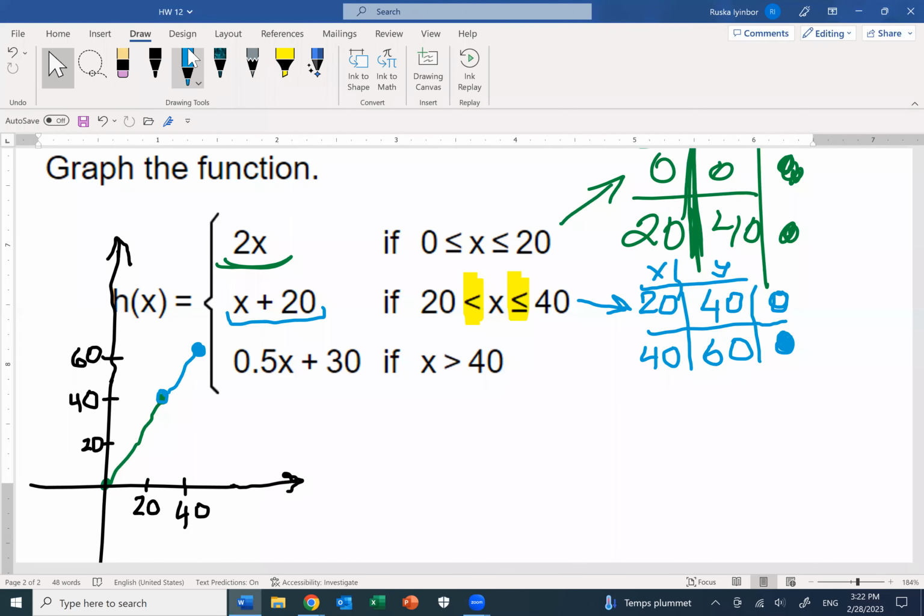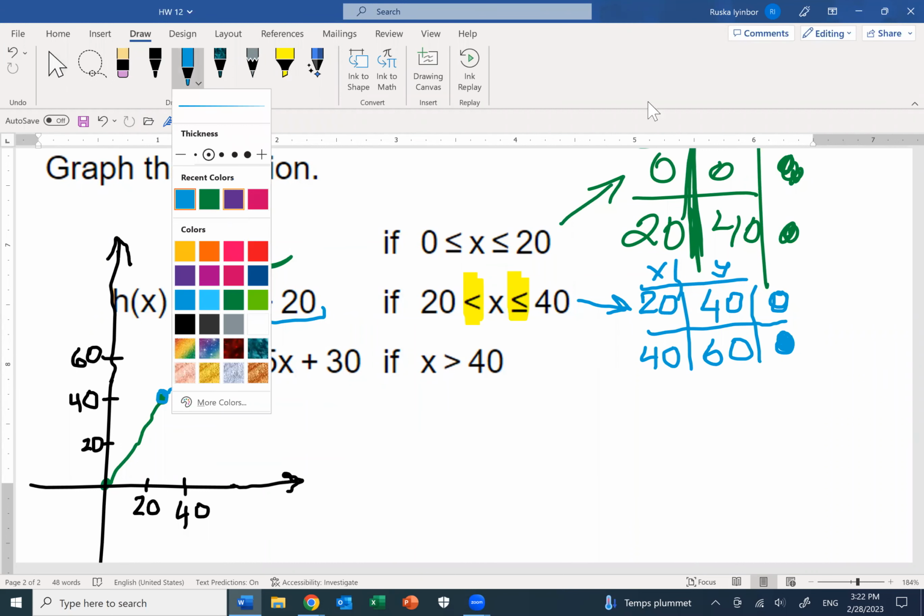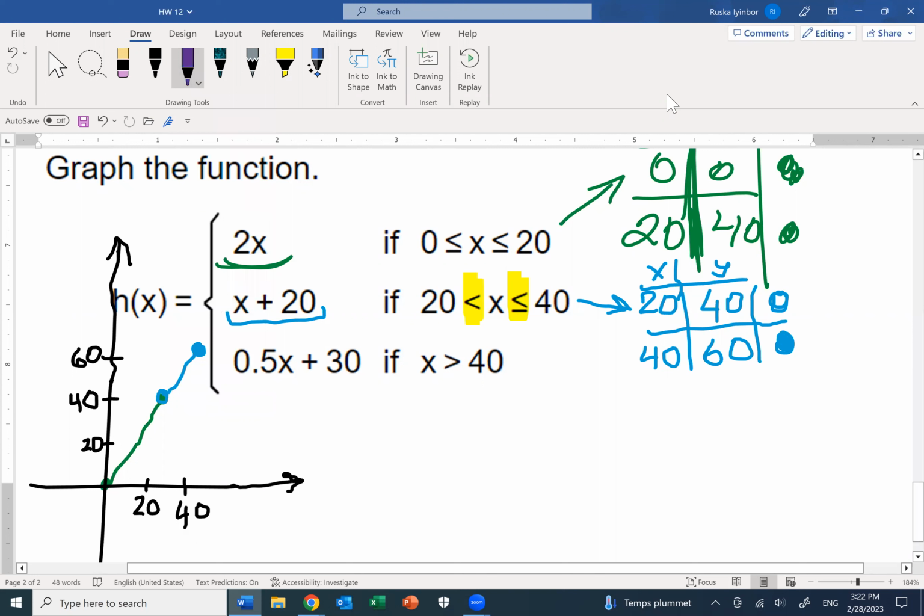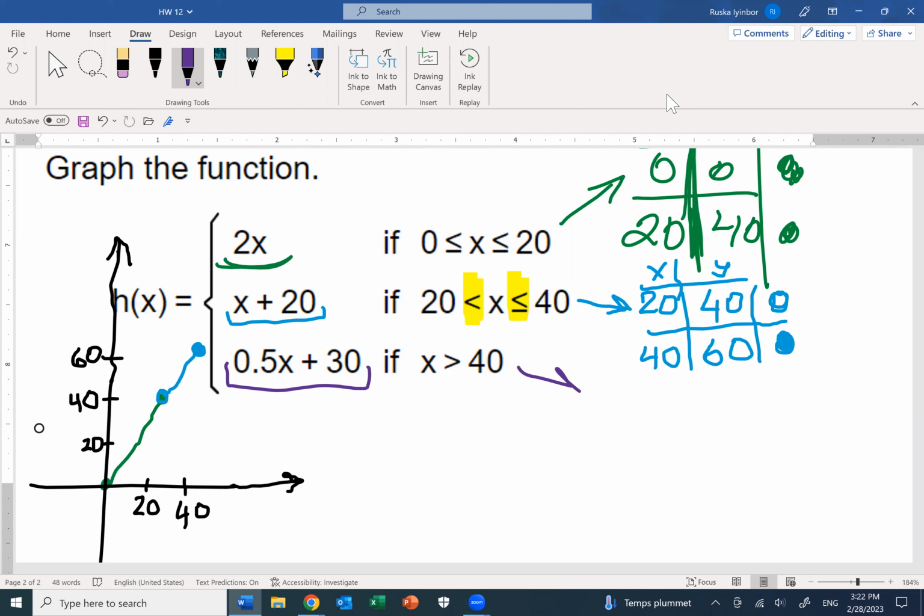And then the next one, I'm going to grab the last function, which says 0.5x plus 30. So this is what I'm graphing right now. And in this case, x is greater than 40. So the table I'm going to need here is going to have x is 40. That's where you're going to start. And then you can pick anything bigger than 40. You can take 50, 60, whatever you want. Let's say 50.